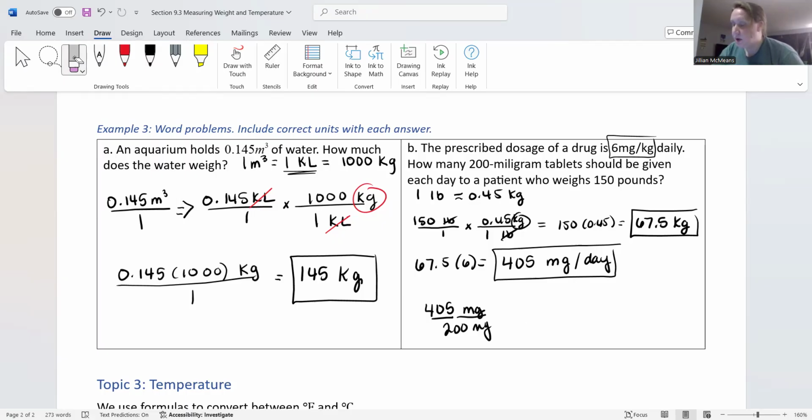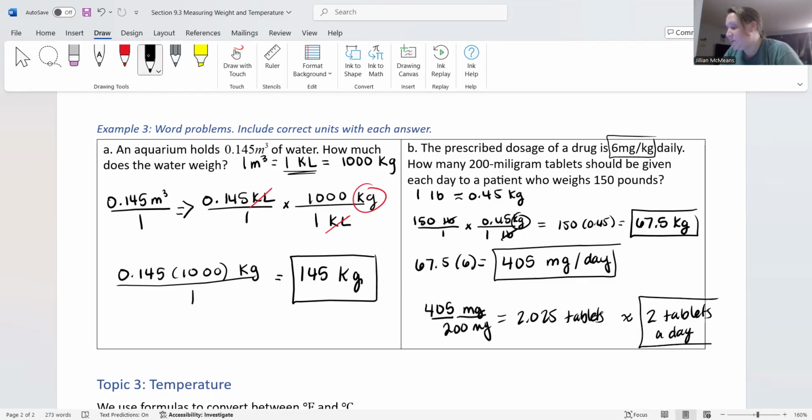So we end up getting 2.025 tablets, but that's not super likely. Can you imagine going to the pharmacy and being like, yes, pharmacist, could I please have 2.025 tablets? No, that's like a little pinch off of the tablet. So we're going to say this patient gets 2 tablets a day. It'll be a teeny weeny tiny bit less than they need, but it should be negligible. Okay. So we'll say this person gets 2 tablets a day.